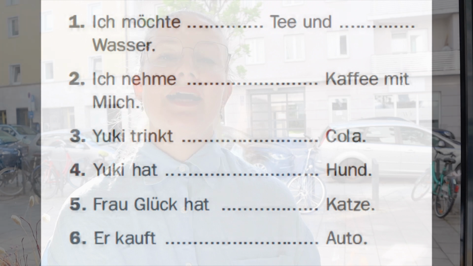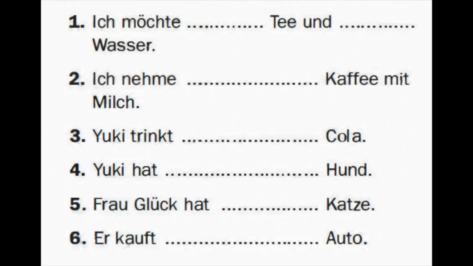2. Ich nehme einen Kaffee mit Milch. Nehme also demands the accusative case. And it takes a direct object, right? Einen Kaffee. Yuki trinkt eine Cola. Trinkt also takes a direct object. Yuki hat einen Hund. We know haben takes a direct object.